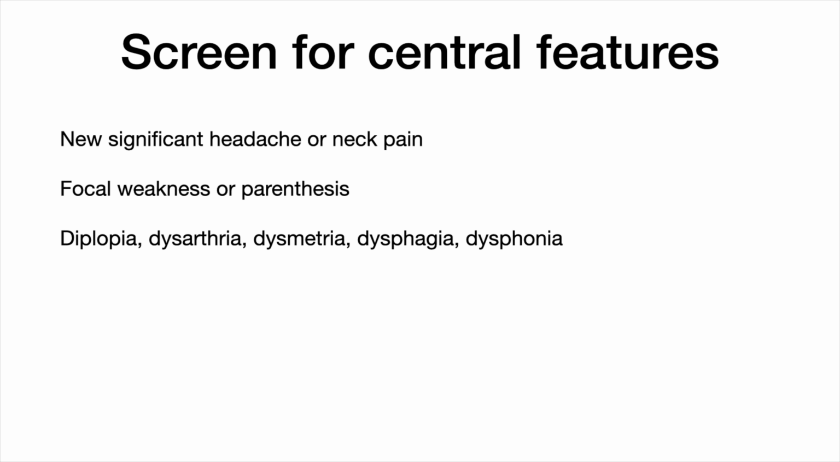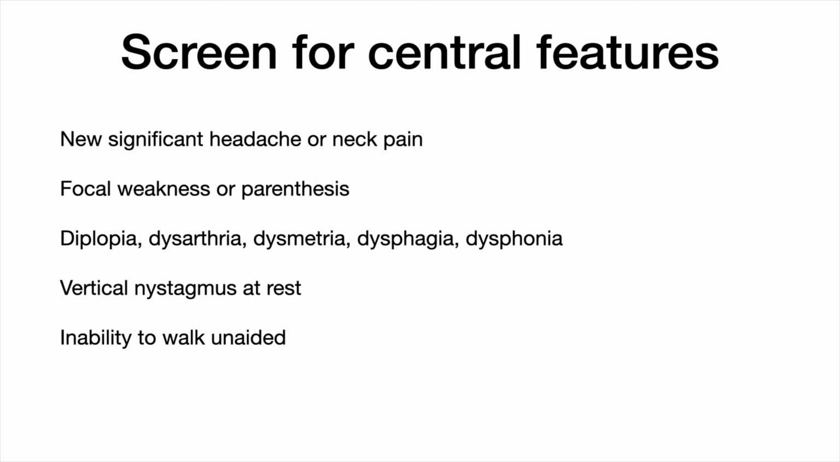And they are new significant headache or neck pain, which would make you think of a cerebellar hemorrhage or infarct, or a vertebral artery dissection, or focal weakness or paresthesias, or diplopia, dysarthria, dysmetria, dysphagia, dysphonia. Now normally on this list I would also include vertical nystagmus at rest and inability to walk unaided, but we are already saying that we're talking about patients who don't have nystagmus at rest, and we're about to look at their gait a little more closely.